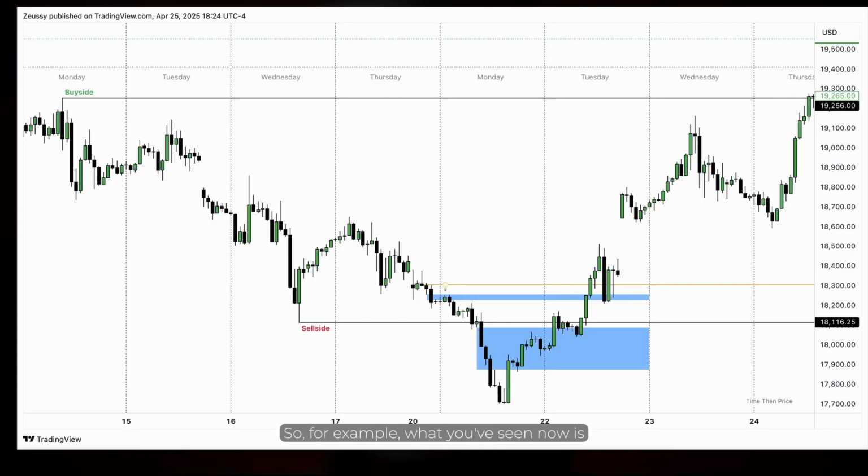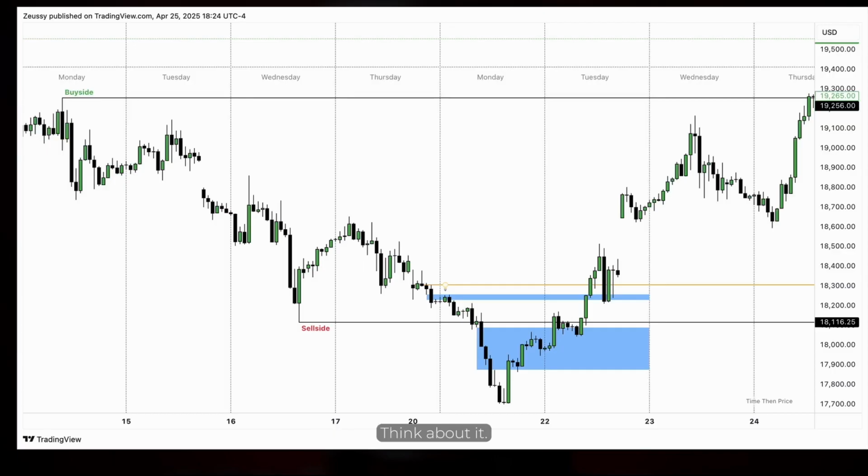So, for example, what you're seeing now is that the volatility is through the roof. But in general, the same concepts always apply. Why? Because this is how these markets are literally rigged. Once you start seeing this, you will never be able to unsee it.